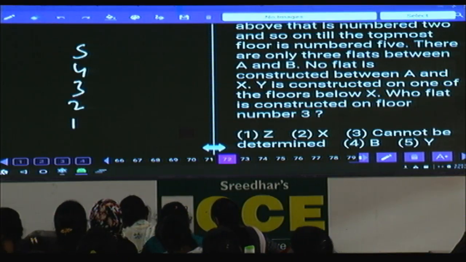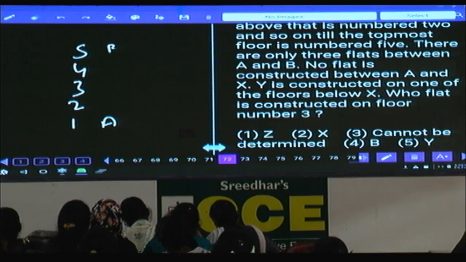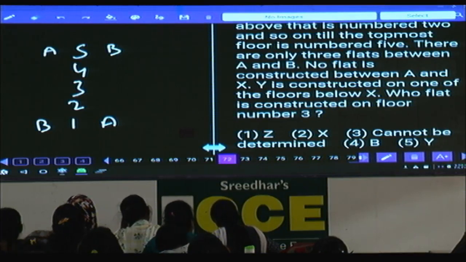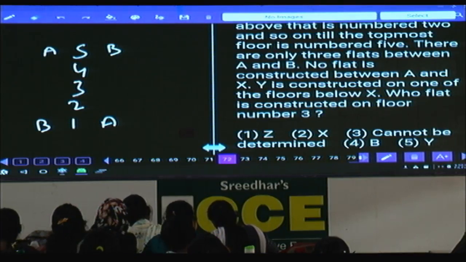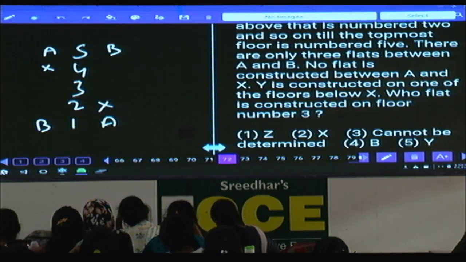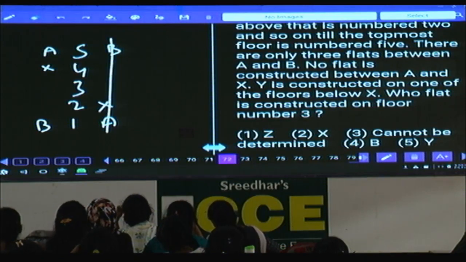Then now there are only 3 flats between A and B. If A is on the ground floor, B will be on the 5th floor, or if A is here, B will be here. There are 2 possibilities. And no flat is between A and X, so A and X must be adjacent to each other. And Y is constructed at one of the floors below X. Below X, here it is not possible. Hence, Y can be at any one of these.